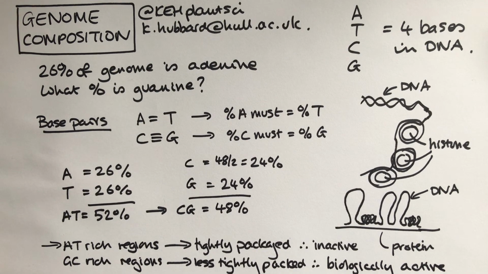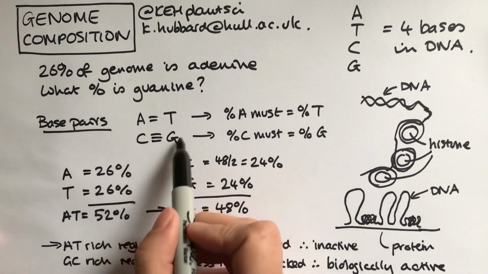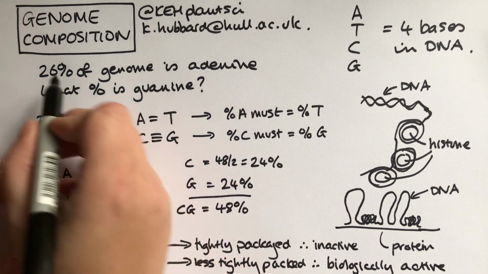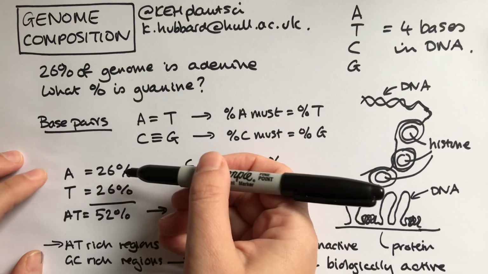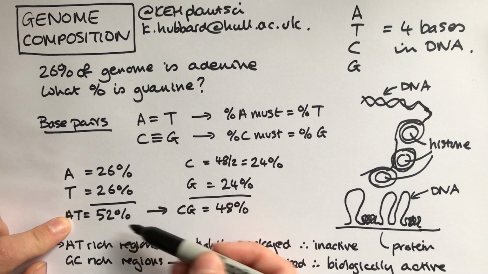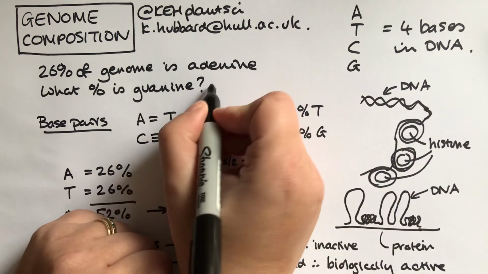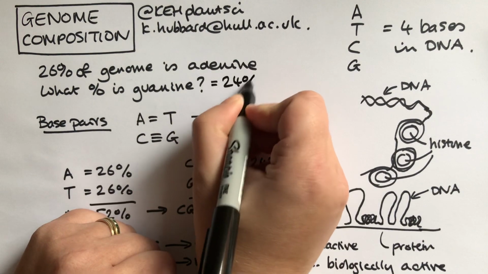If we go down the genome, the composition of A and T might change in small regions of the genome, and that has some implications for biological function. But at the whole genome level, because of the base pairing rules, because A is pairing with T and C is pairing with G, we can work out our percentages. In this case, 26% was adenine, 26 plus 26% is 52%. That leaves us 48% for G's and C's. Split that down the middle. So what percentage is guanine? It's 24%.